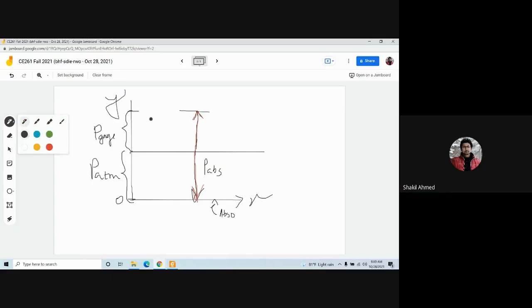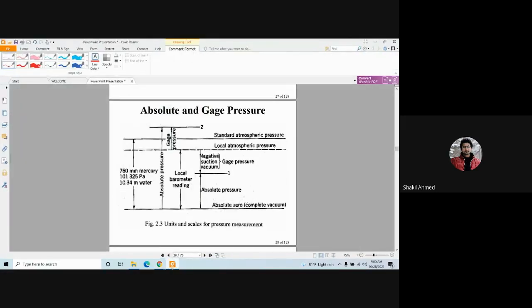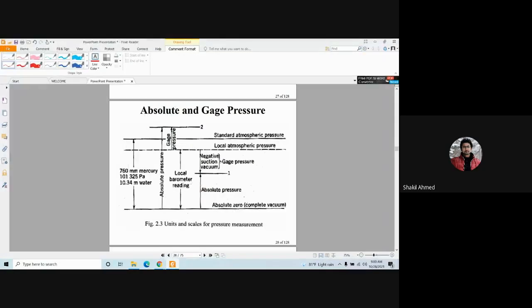But when you consider the gauge pressure, then you don't start from here. You start from here, right? So this is the gauge pressure. This is the gauge pressure. So usually atmospheric pressure is this Pascal.